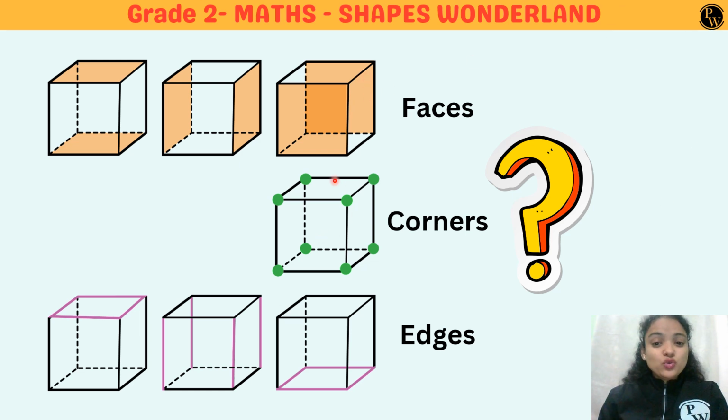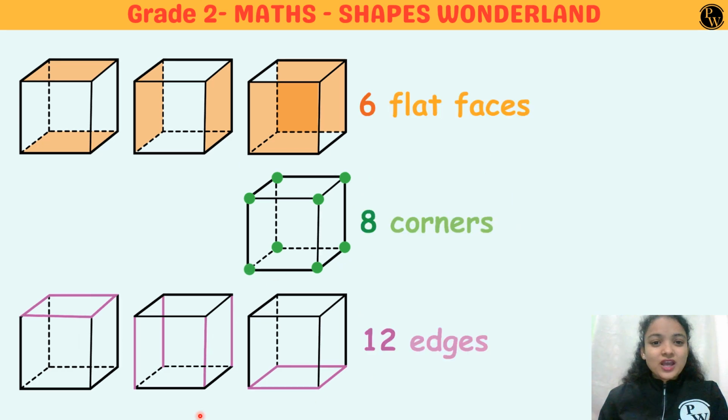Now, let's come to corners. Okay, so there are total 8 corners. How? 1, 2, 3, 4, 5, 6, 7, 8. Right? Now, let's count the edges. Okay, so 1, 2, 3, 4, 5, 6, 7, 8, 9, 10, 11, 12. So how many edges are there? 12 edges, right? So 6 flat faces, 8 corners and 12 edges are there in a cube.